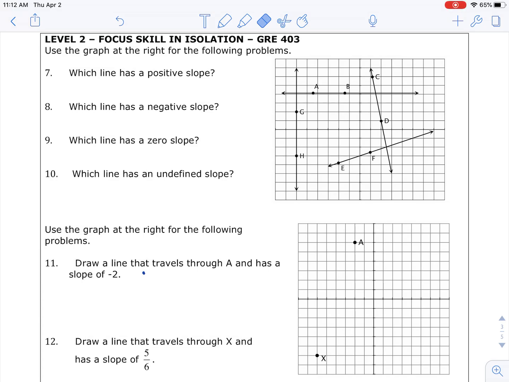All right, welcome to the answer key for level 2. I'm going to go through how to figure out slope and how to create the slope of a line and draw a line given slope.